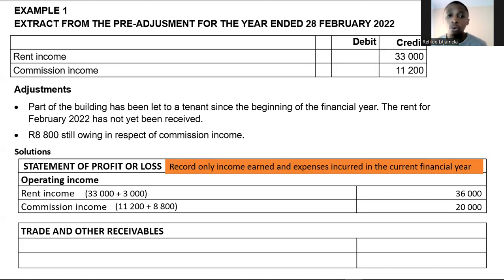Okay, so in total, our accrued income will be the 3,000 rand plus the 8,800, which will give us 11,800.